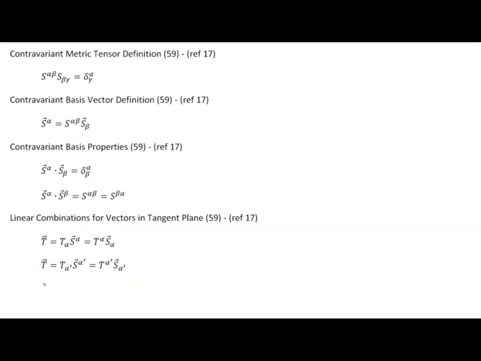And all of the properties that we derived back there continue to work here. The dot product between a covariant and contravariant basis vector gives us a delta function. If we take the combinations of dot products of our contravariant basis vectors, we'll get the contravariant metric tensor. All right, all that continues to work as is.